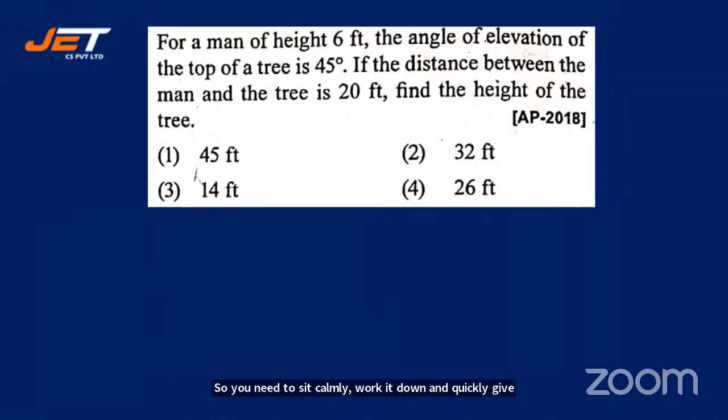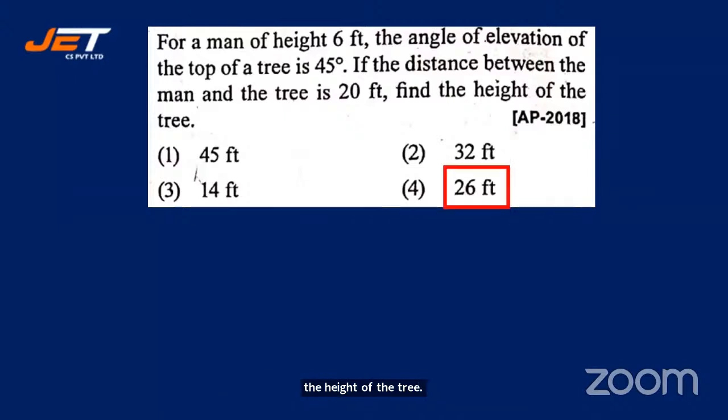For a man of height 6 feet, the angle of elevation of the top of a tree is 45 degree. If the distance between the man and the tree is 20 feet, find the height of the tree. All right. So 4 options are given. You need to give me the height of the tree.